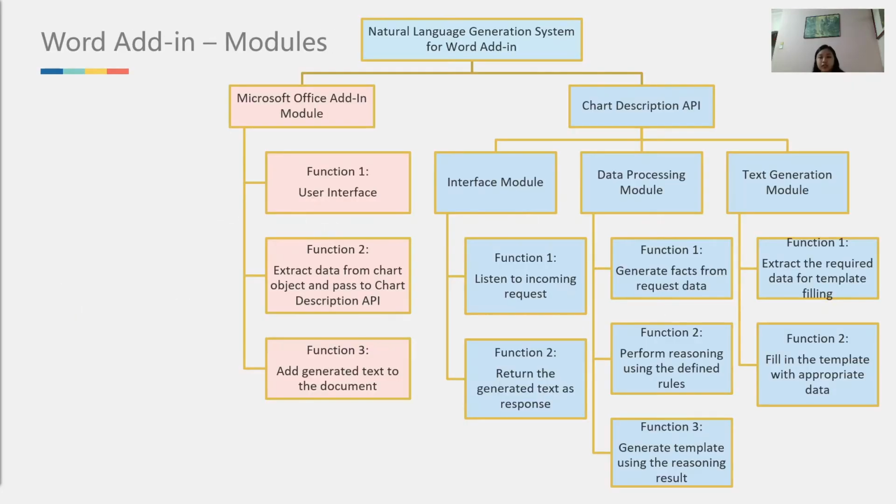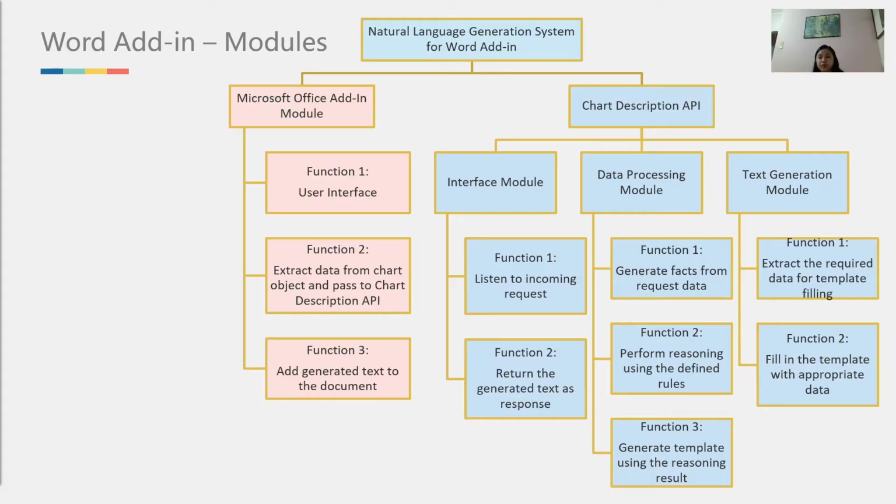For Microsoft Word add-ins, there are 4 modules: the Microsoft Office add-ins module and 3 modules in Chart Distribution API, the Interface module, Data Processing module, and Text Generation module. The add-ins module includes the user interface. It extracts data from chart and pass to Chart Distribution API, and then add the generated text to the document.